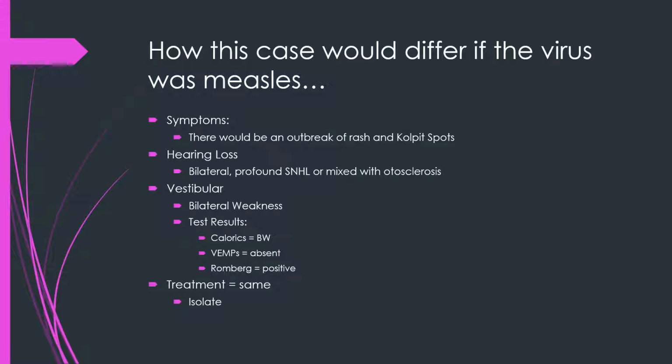So how this case would be different if the virus was measles. For symptoms, there would have been an outbreak of rash and Koplik spots if this was measles. The hearing loss would have been bilateral profound sensorineural hearing loss or mixed with otosclerosis. In the vestibular system, you would have seen bilateral weakness. However, the treatment is the same, isolation.